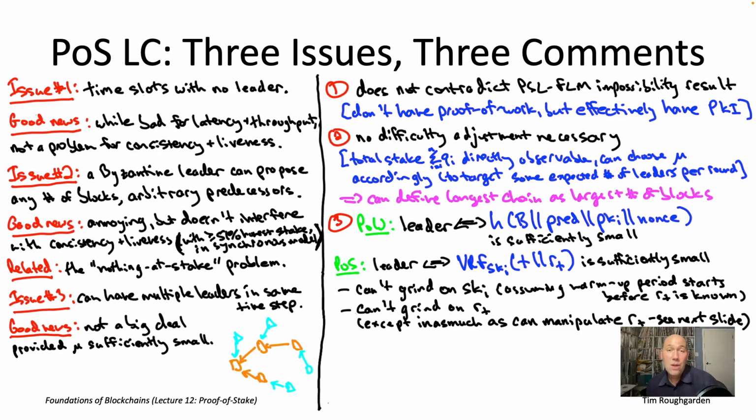Now, one can't help but notice that the credential in the proof of stake design depends on many fewer things than the cryptographic hash function output in the proof of work design.